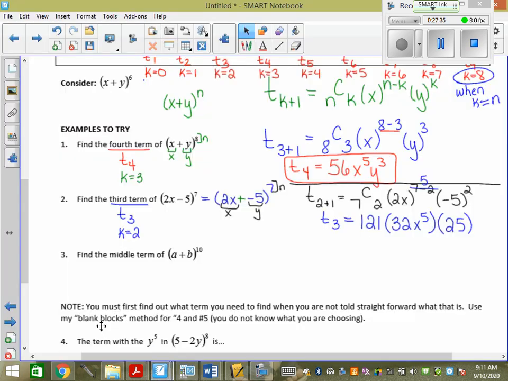Where are we? So it's positive 25. And then we have to do this in the end. We have to multiply all of our coefficients. So we get term 3 equals, what's 21 times 32 times 25? 16,800. So it's a little large number. Boom.